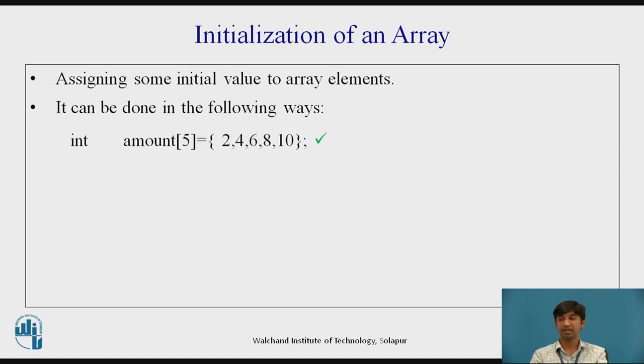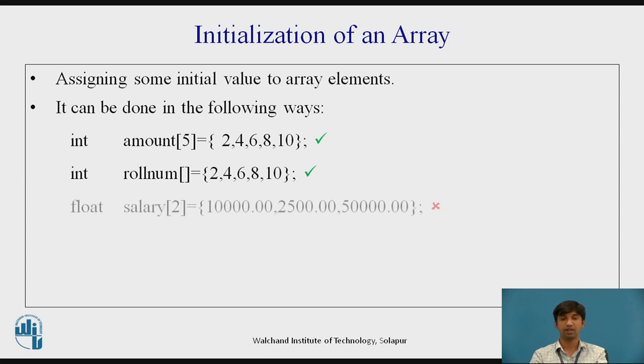If the size of an array is omitted, an array just big enough to hold the values initialized will be created. That is, int amount[] = {2, 4, 6, 8, 10}. Then float salary[2] = {10000, 2500, 50000}. In this array, I have initialized the array with size equal to 2, but I am assigning 3 values, which will create an error during the execution of the program.